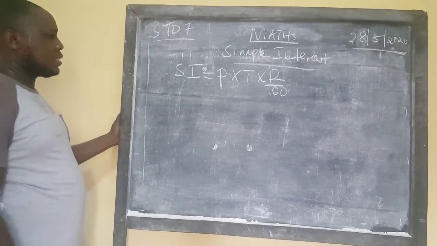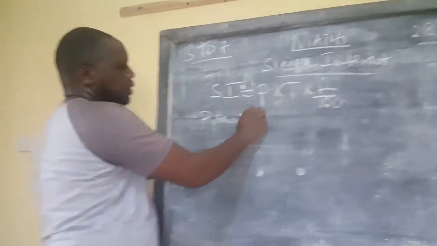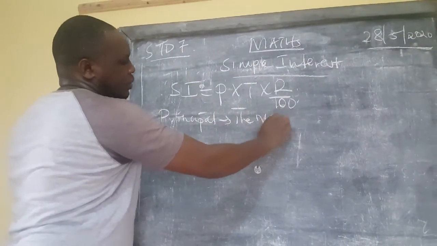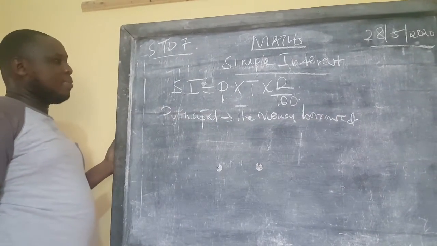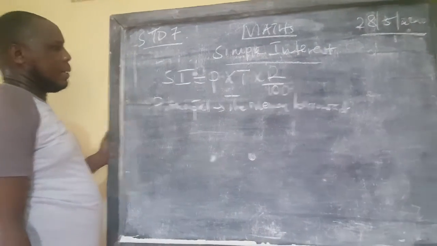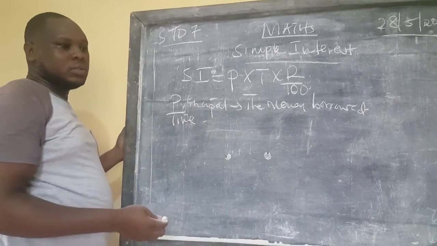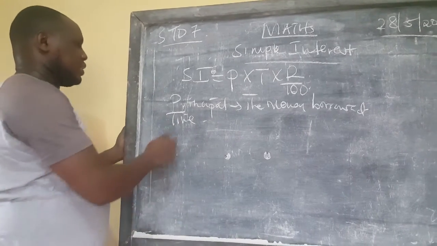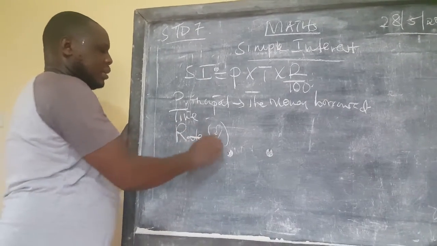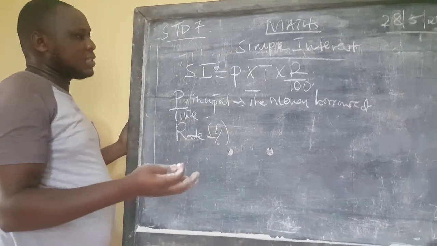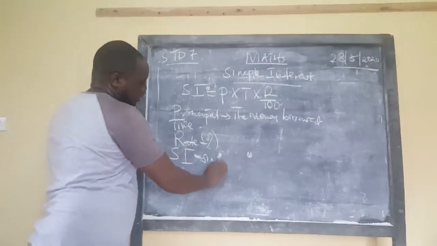Now, I want to explain these terms. Principal is the money borrowed, the initial amount. Then we have time, the time that you are given in terms of years. Then we have the rate, in terms of percentage, what interest is charged per annum. Then SI is simple interest.